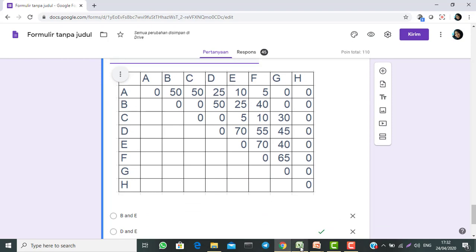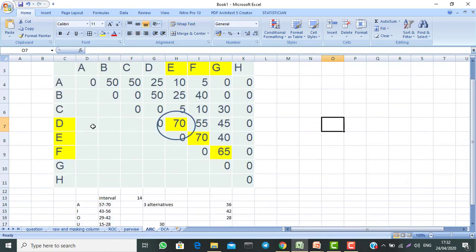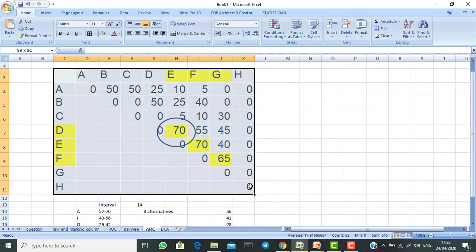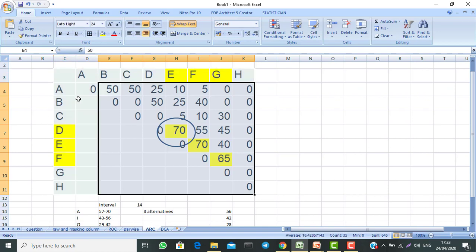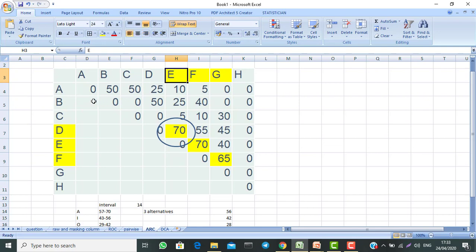Okay, now let's solve this question. We have this chart. No, this is not the ARC. This is the form to chart matrix, and we are going to translate it to the ARC. For example, from department A to department B, we need to carry 50 kilograms of rice, maybe. Okay, so the clue is, please take a look again at the ARC chapter.